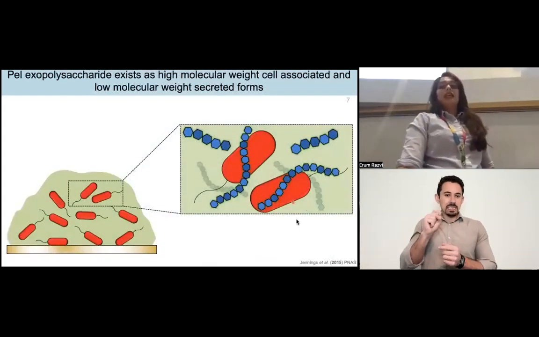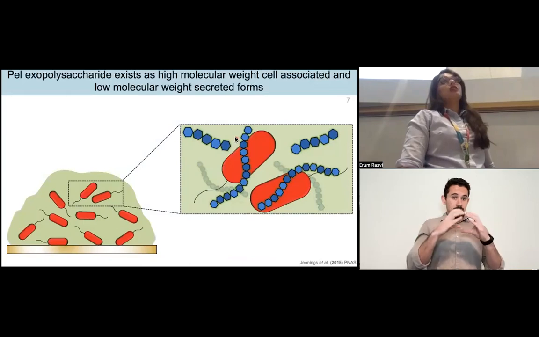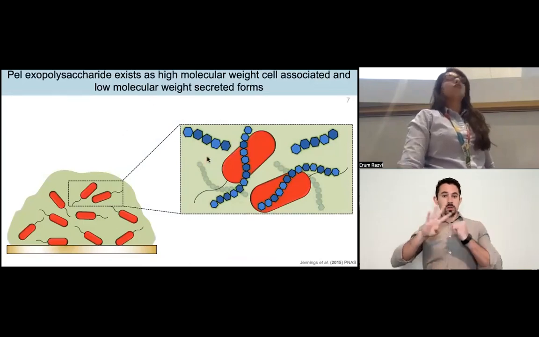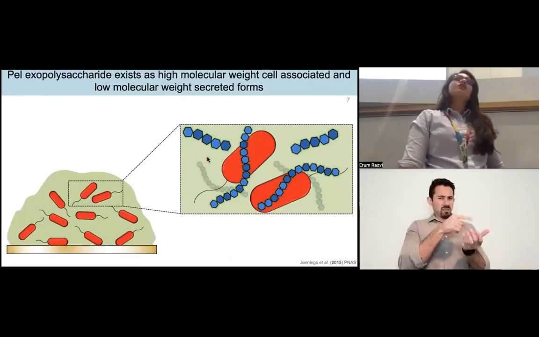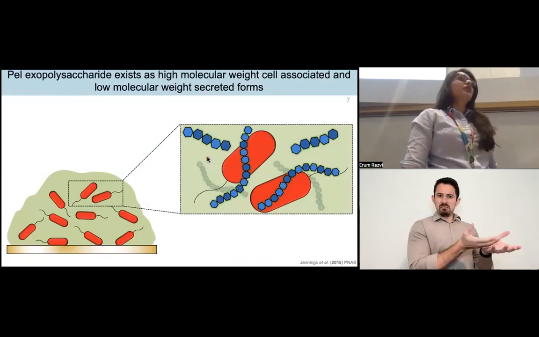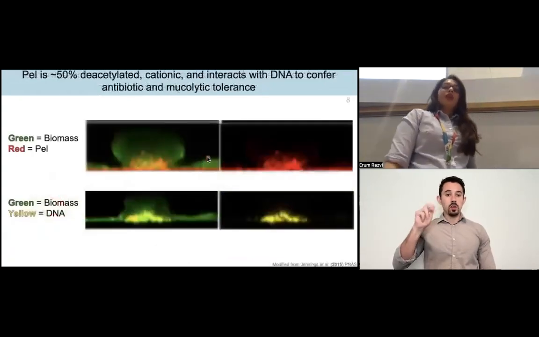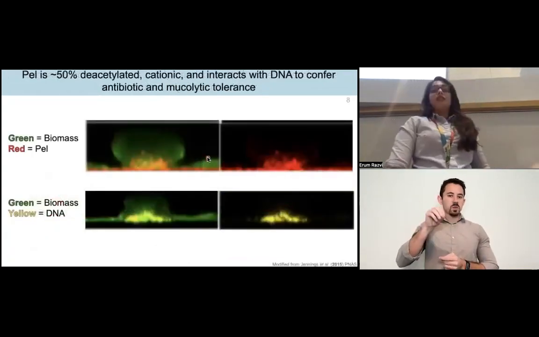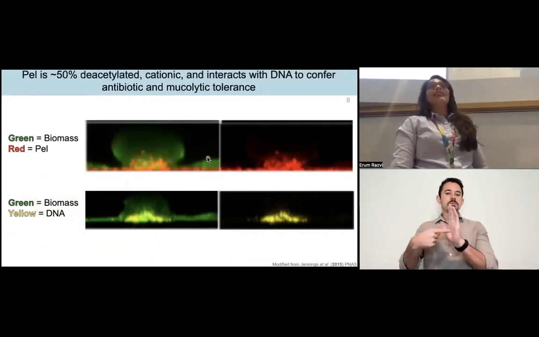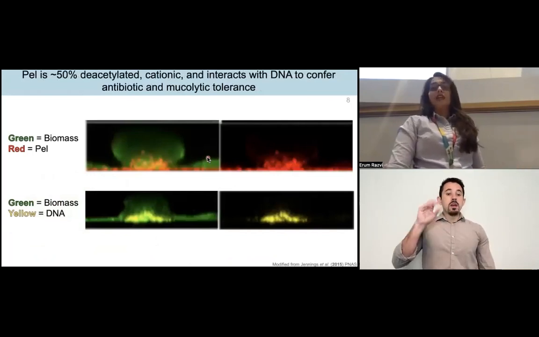PEL exists as a high molecular weight cell-associated and low molecular weight secreted form, but why or how these two forms exist has not been probed in the literature. The PEL exopolysaccharide was recently found to be 50% deacetylated, rendering it cationic.